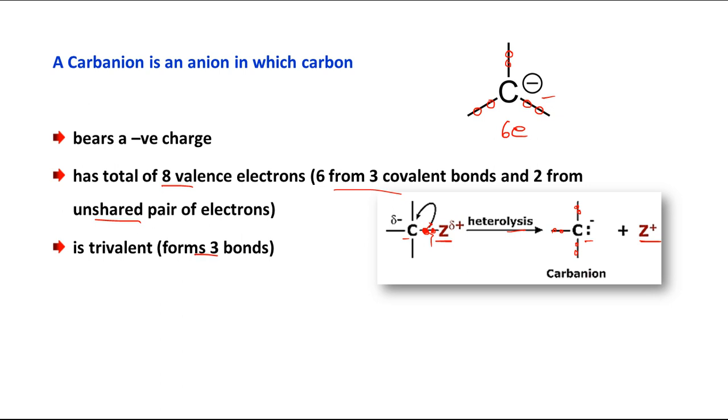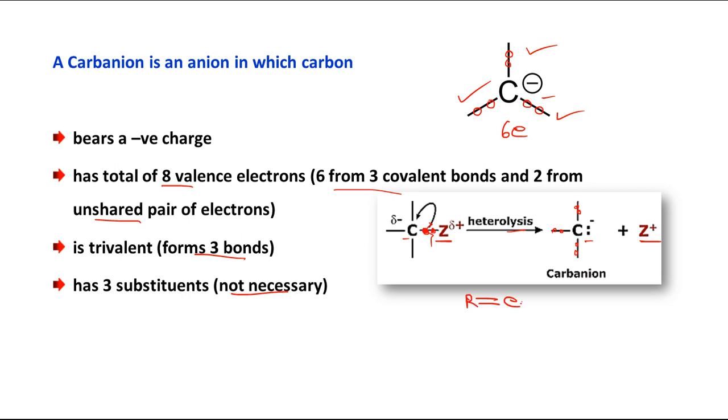Carbanion is trivalent, so there will be a total of 3 bonds. As you can see here, 3 bonds are present. But remember, there will not necessarily be 3 substituents. That is not necessary, it may be so. As you can see here, 3 substituents are present, 1, 2, 3. But it is not necessary, because the structure may be like this: suppose carbon has a double bond and there is a group, and it is also attached to some other group, and there is still some negative charge. So in this case there are 3 bonds, that is fine, but only 2 substituents. Similarly, if there are 3 bonds and it is carrying a negative charge, here also 3 bonds are present, but it is not necessary that you will have 3 substituents.